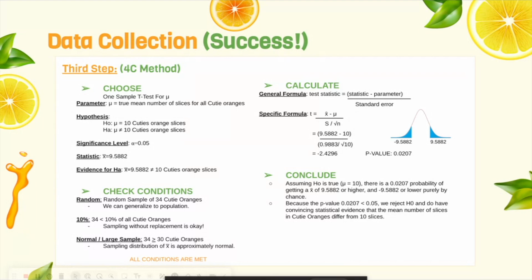0.0207. Then we can conclude that, assuming H0 is true, there is a 0.0207 probability of getting a sample mean of 9.5882 or higher, and a negative 9.5882 or lower, purely by chance. Because the p-value 0.0207 is less than 0.05, we reject H0, and we do have convincing evidence that the mean number of slices in Cutie oranges differs from 10 slices.